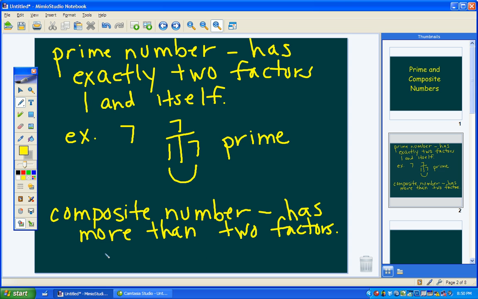So let's look at the number 8. If we use our T-chart like you learned at school today, it's 1 times 8, and then 2 times 4, and then you're done with that. And so it is composite because it was not just 1 times itself, but also some other numbers went into it. So this one is a composite number.